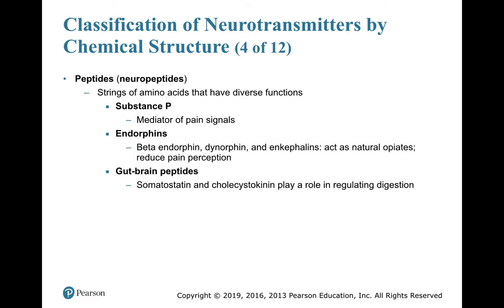Short peptides are strings of amino acids that have diverse functions. Substance P is a mediator of pain. The endorphins, beta endorphin, dynorphin, and enkephalins, are natural opiates. They help reduce pain perception. There are some gut-brain peptides, somatostatin and cholecystokinin, that play a role in regulating digestion. We'll see more of those when we talk about the digestive system.